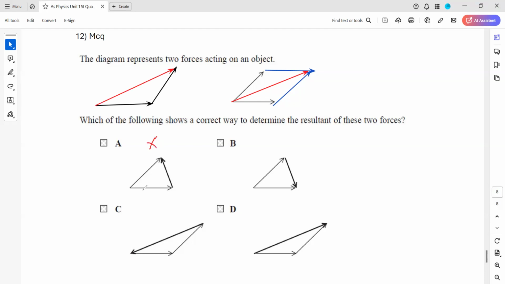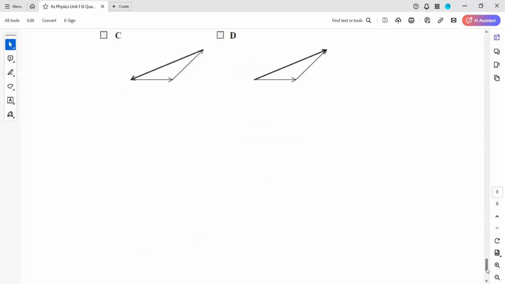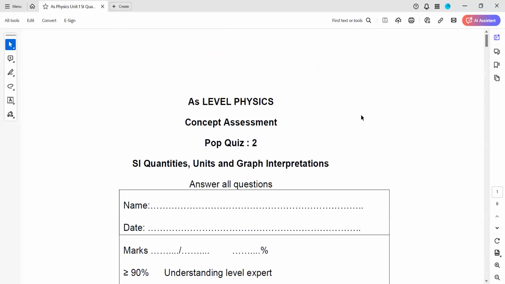So this is wrong because the diagonal should be the resultant. This is also wrong because the diagonal should be the resultant. This one, the direction of the resultant is not correct, because if this is the first vector and second vector, the direction of the resultant is from the tail of the first to the head of the last. Here it is correct, the first vector, the second vector, and the resultant vector. That's why D is the right answer for this. So this was pop quiz 2, which was related to SI quantities, units, and graphs.